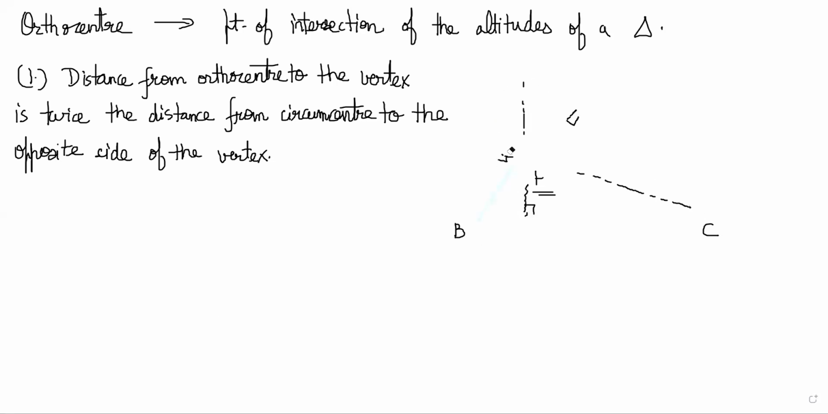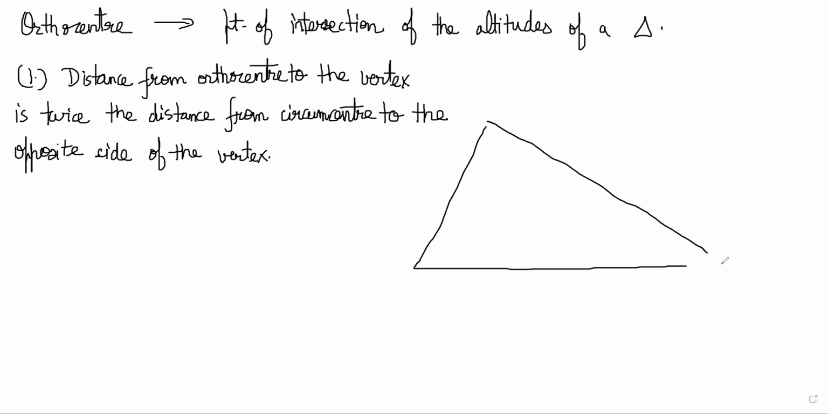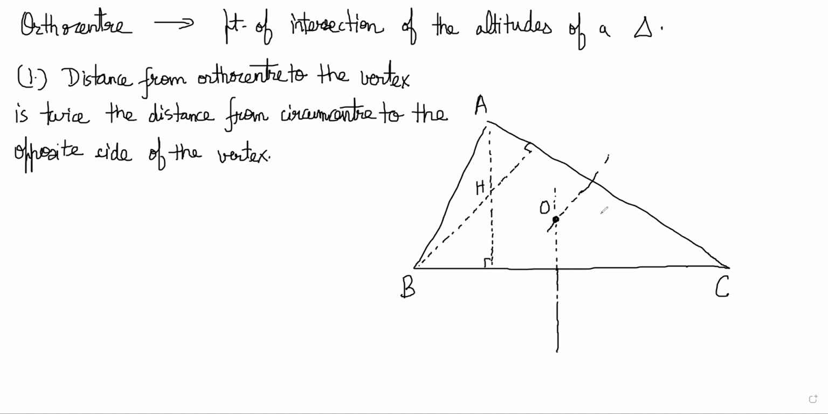So I'll draw a different figure which will incorporate all of these points. So let's see. This is my triangle A, B, C, and one altitude is like this. One altitude is like this. And this is my orthocenter. For circumcenter, I will draw my perpendicular bisectors of the sides. So this is my circumcenter. Let's say this is O, right?